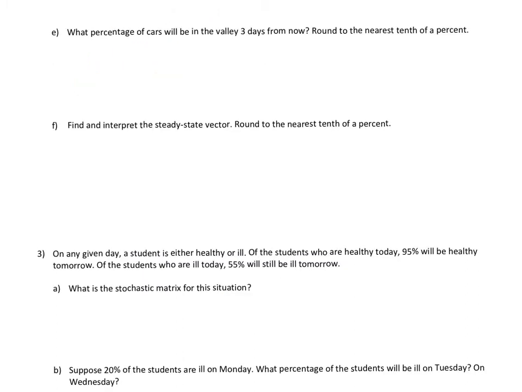What percentage of cars will be in the valley 3 days from now? So that's Q3. Matrix M times Q2, which I just calculated. And that comes out to 0.476, 0.288, and 0.236. And I'm rounding because the decimals are starting to get a little bit unwieldy.